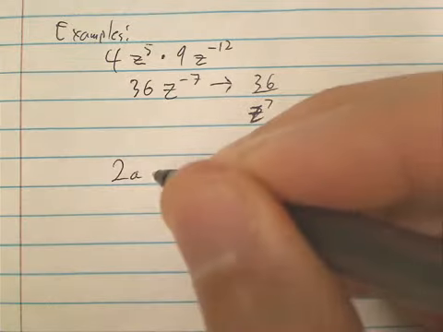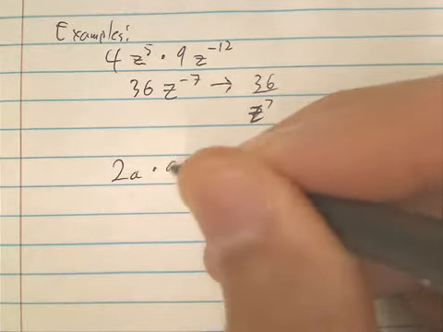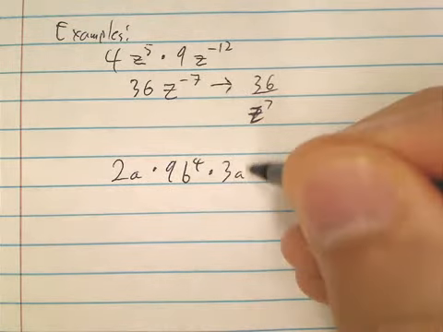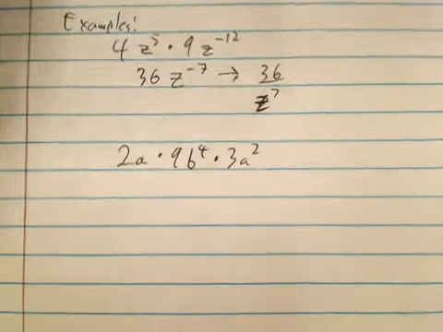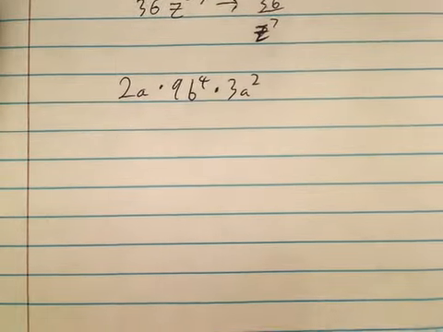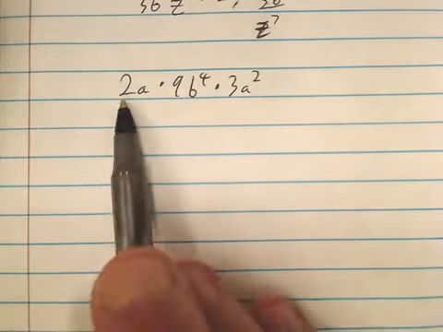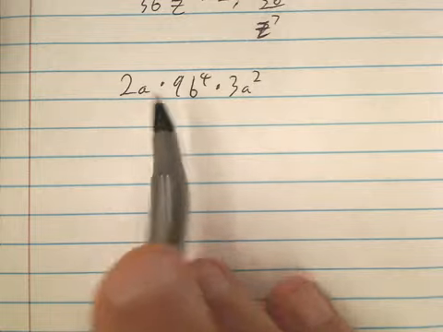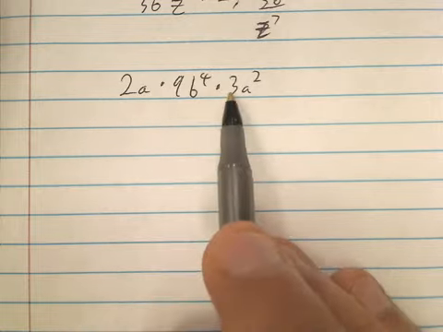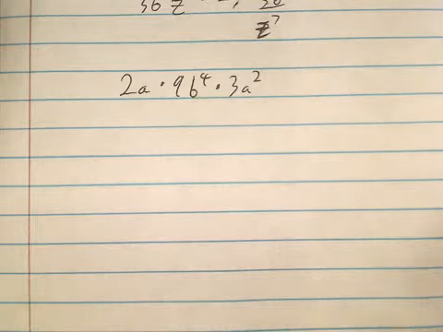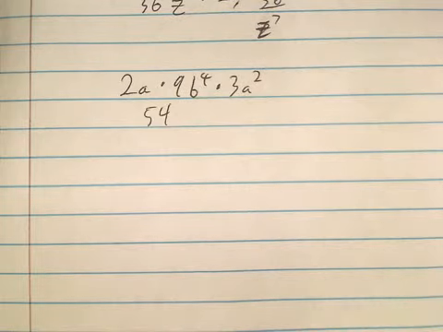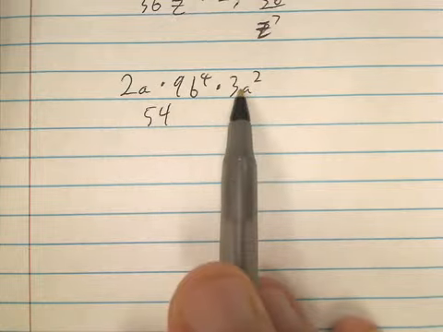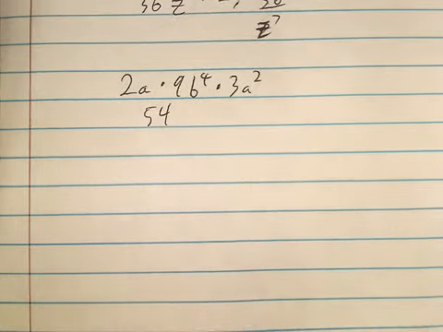So 2a times 9b to the fourth times 3a squared. Okay, so the first thing I'm going to do is look at my coefficients and multiply those. 2, 9, and 3. The easiest way to do it is take 2 times 3 first, which is 6. 6 times 9 is 54. You can multiply those in any order, but if you choose a good order, you can do it in your head a little easier. I don't know what 18 times 3 is off the top of my head, but I do know what 6 times 9 is.